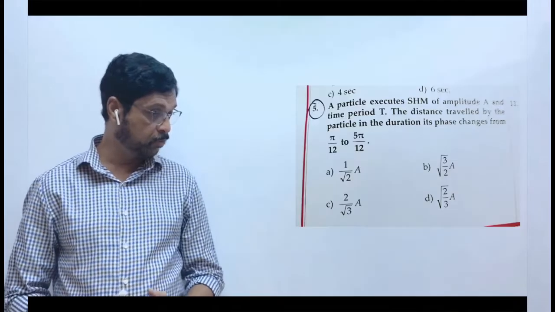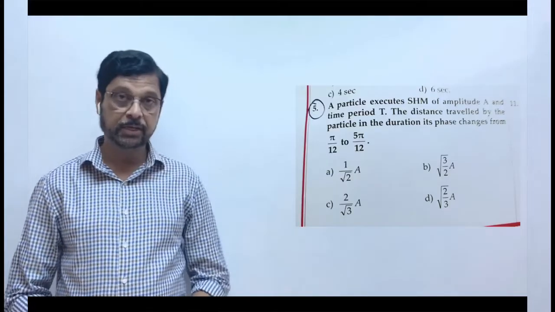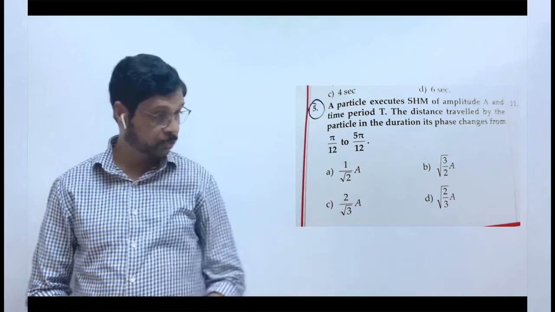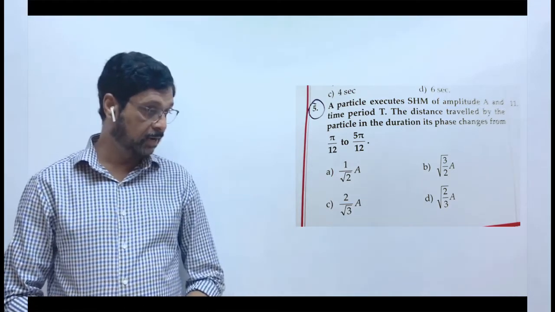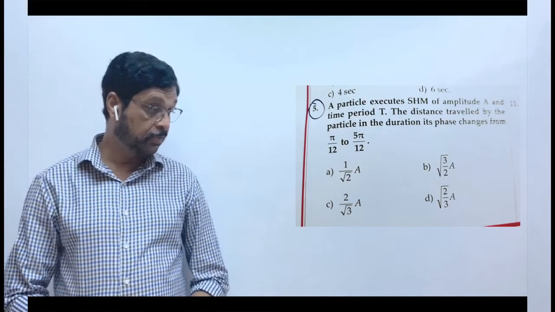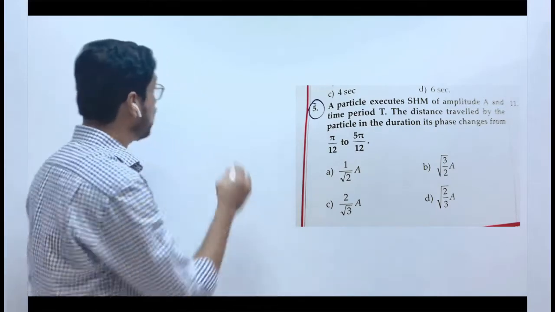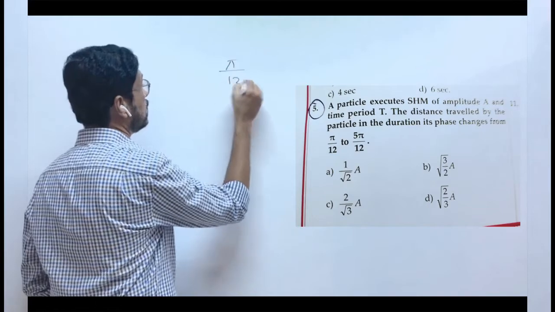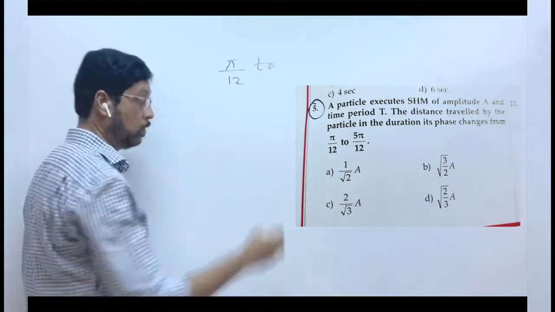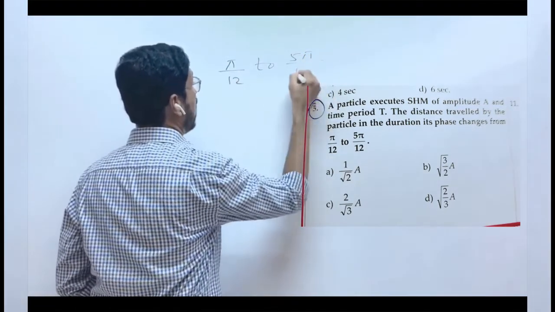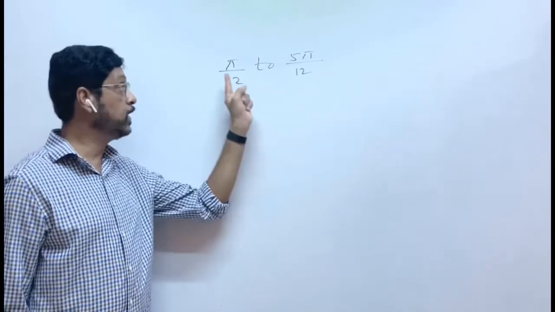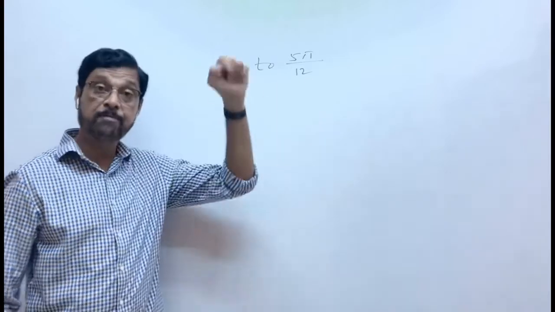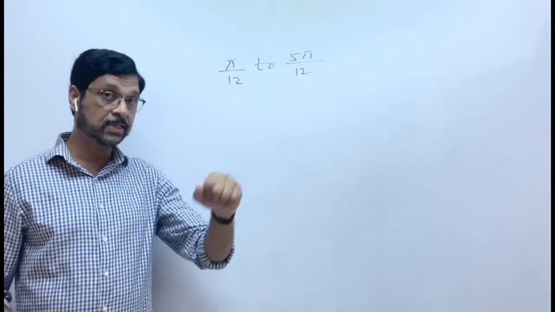A particle executes SHM of amplitude A and time period T, usual notations. Amplitude is A, time period is T. The distance traveled by the particle in the duration its phase changes from pi by 12 to 5 pi by 12. In this duration, when the phase changes from pi by 12 to 5 pi by 12, what will be the distance traveled?